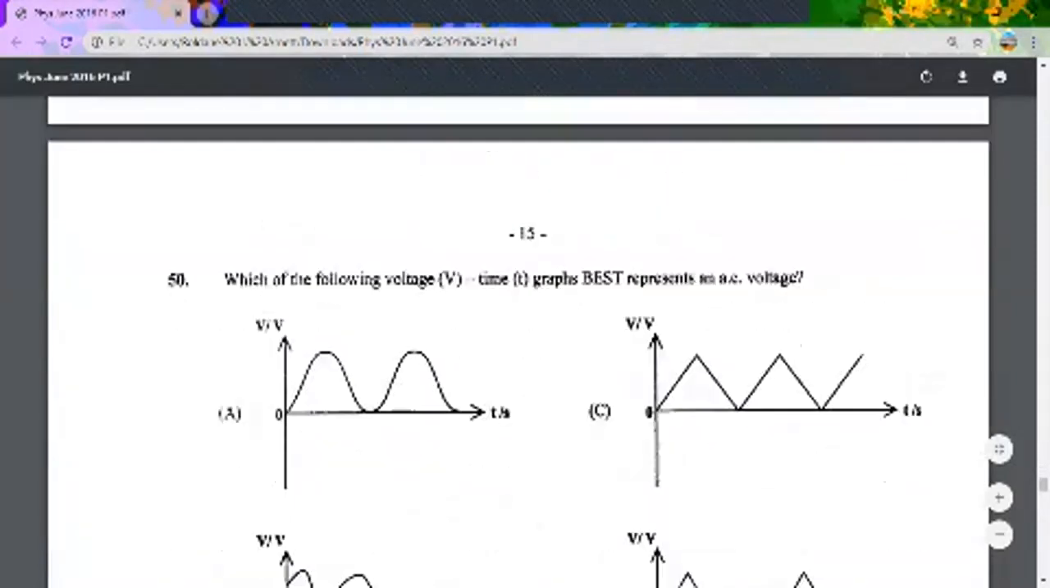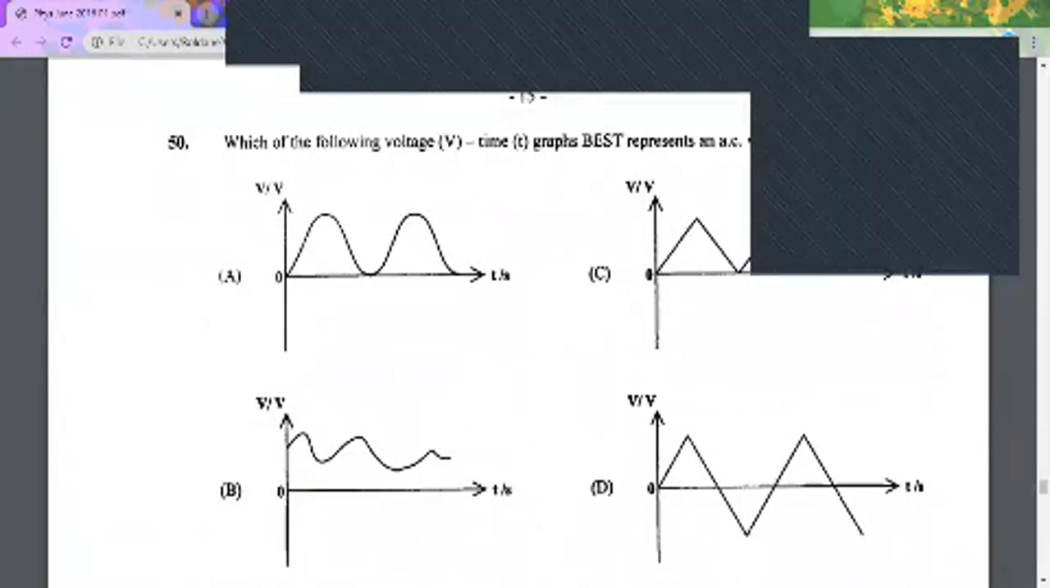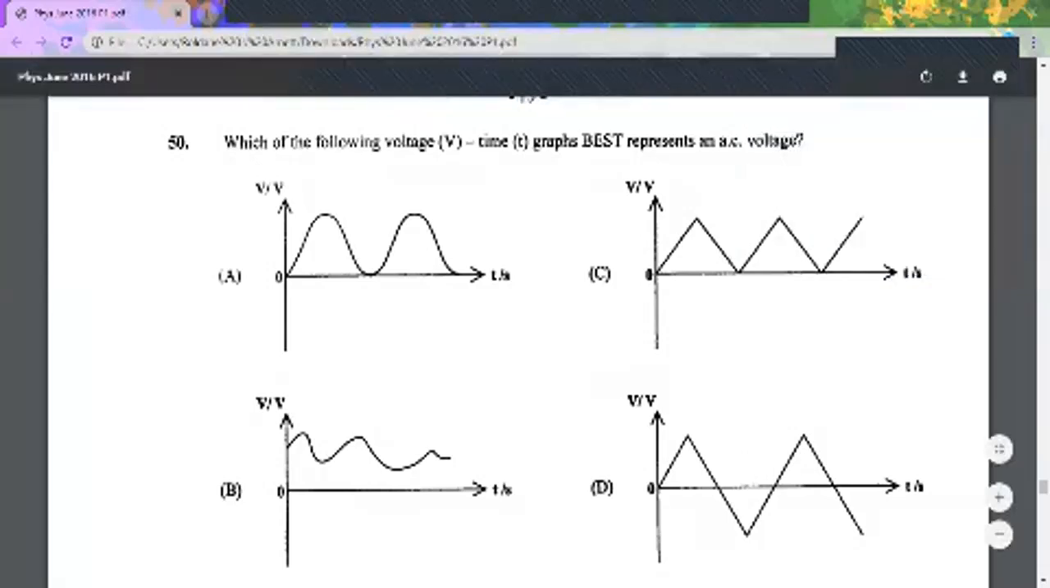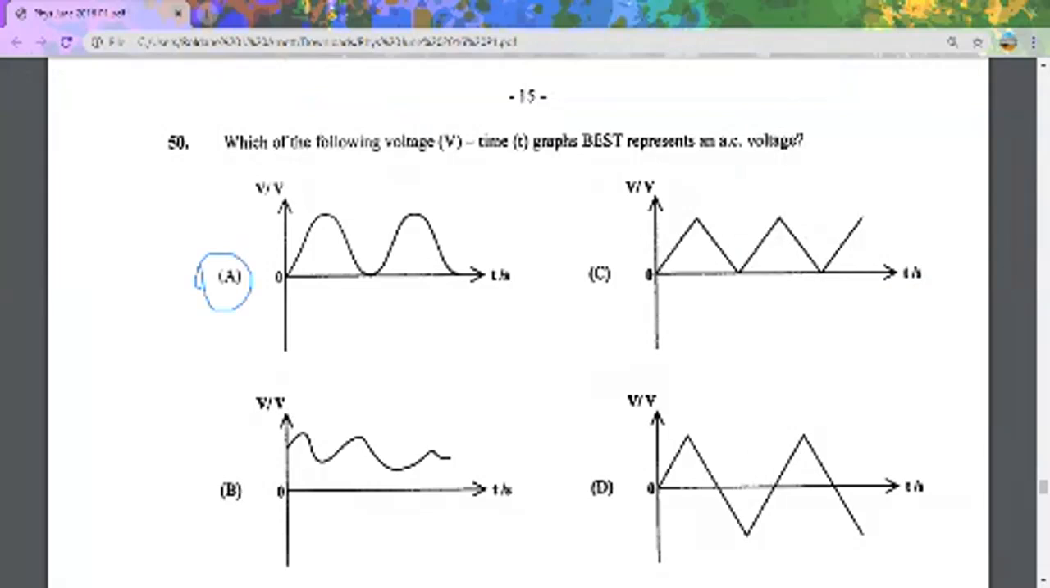Question 150. Which of the following voltage time graphs best represents AC voltage? AC voltage, alternating current. So the answer would be A. That circuit is rectified, but the power cannot be negative. The voltage will not be negative either, so it would fluctuate, it would alternate like this.